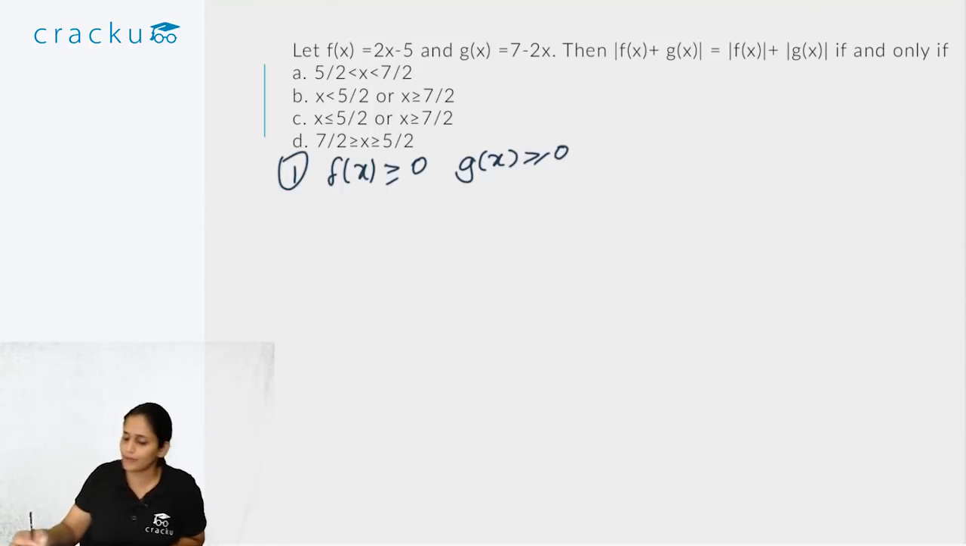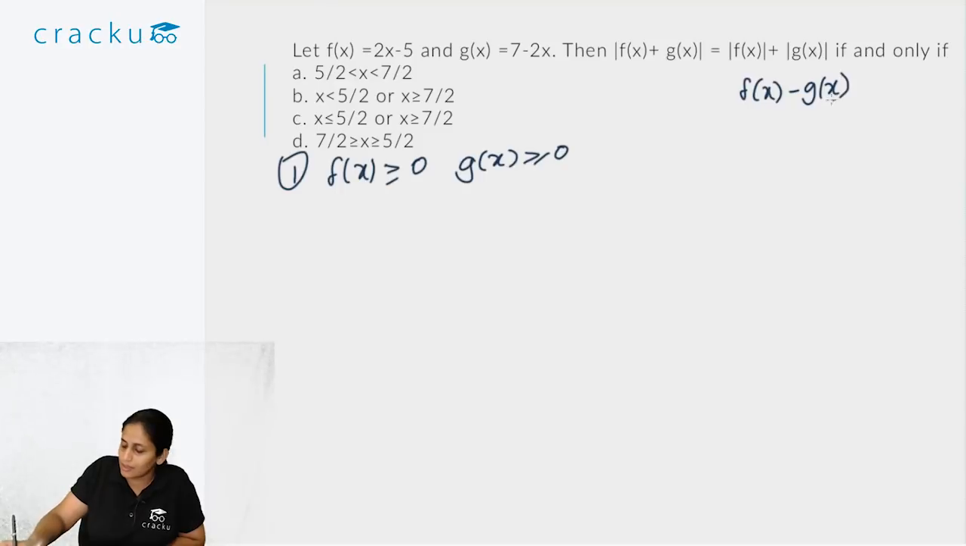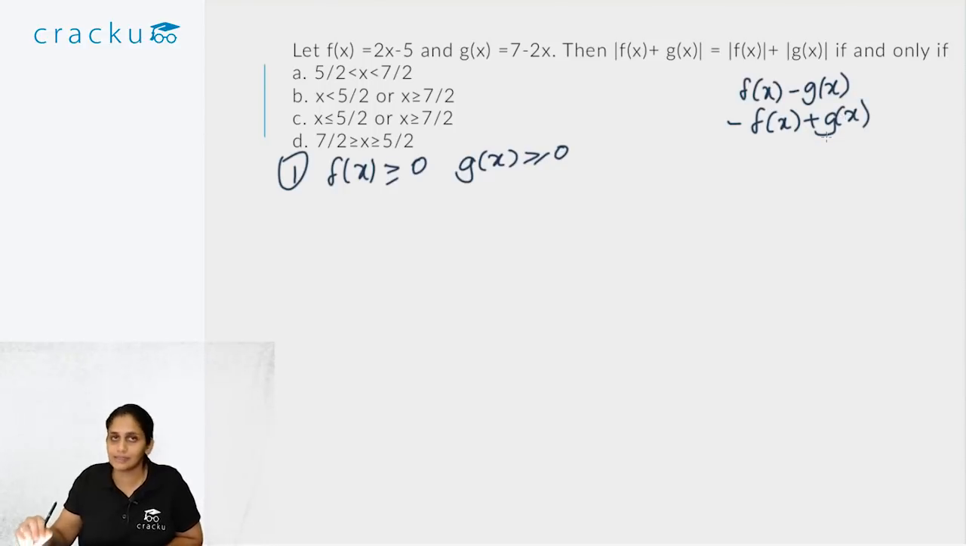Now, suppose f of x is greater than 0 and g of x is less than 0. In that case, f of x plus g of x will be different. If g of x is less than 0, then the negative amount will be invalidated by the modulus. So, this will essentially become f of x minus g of x and this side will be unaffected. Now, suppose f of x is less than 0 and g of x is greater than 0. In that case, we get minus f of x plus g of x. So, even in this case, this is not valid.